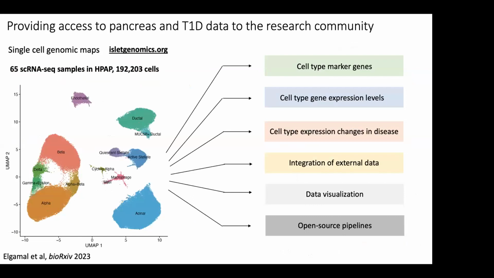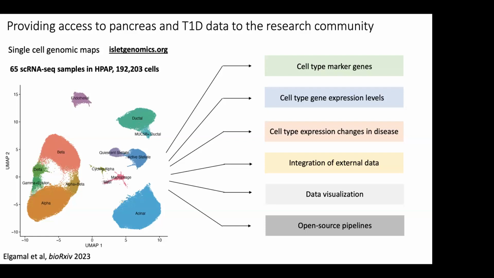So one attempt at doing this is recently on bioRxiv. It's in review now, where we took all the data from HPAP, single cell RNA-seq data, which they have 65 samples in HPAP at the moment. HPAP is a great resource that makes all the data it generates available to anybody. The limitation of these data is that they just provide the raw data. So for anybody who wants to make use of these data, if you're not an expert in data processing or bioinformatics, it's not immediately clear how this information is useful to you.